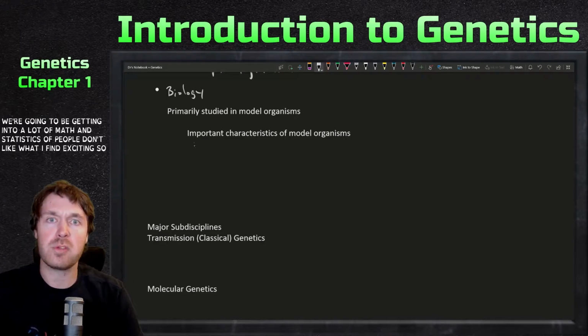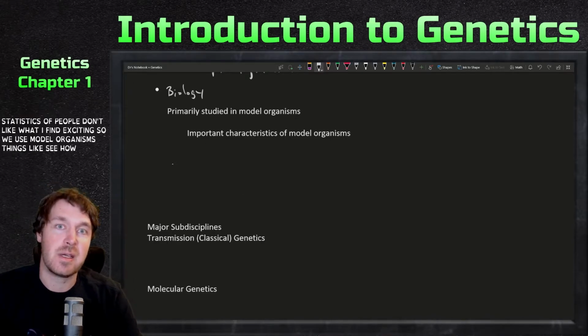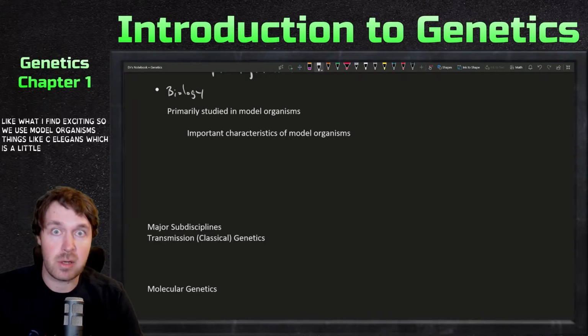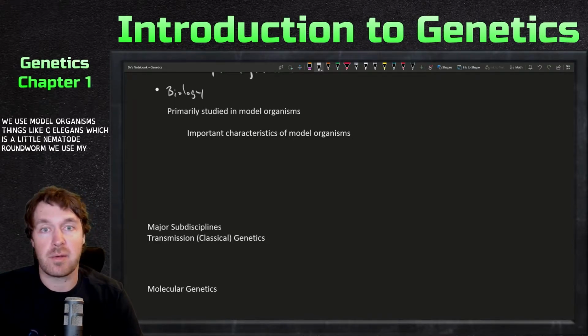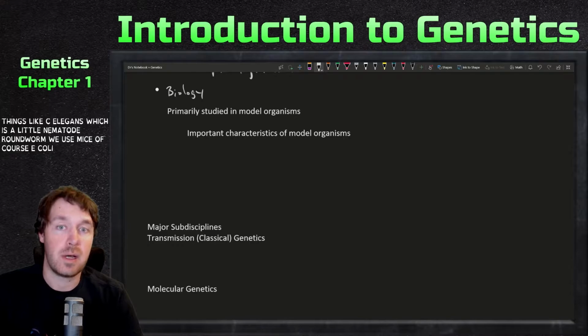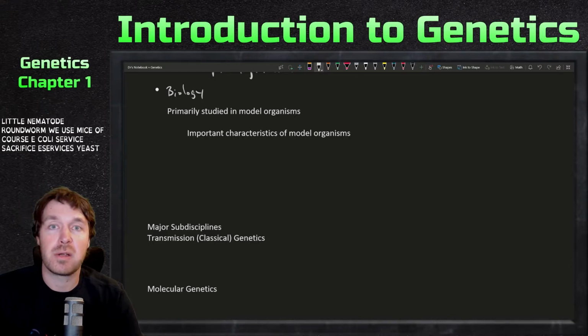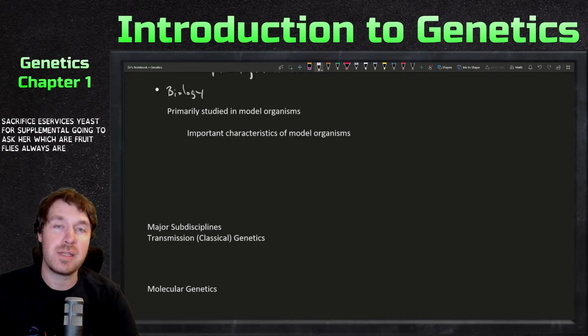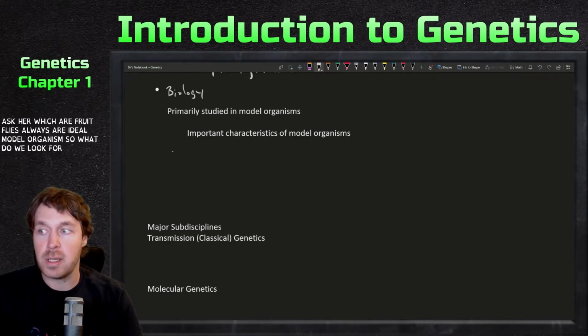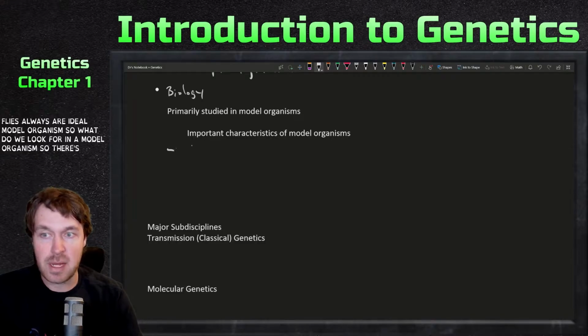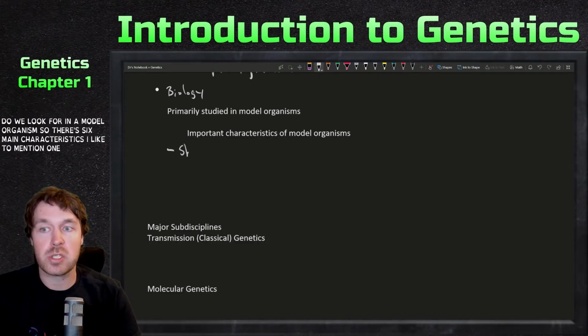So we use model organisms, things like C. elegans, which is a little nematode roundworm. We use mice, of course, E. coli, Saccharomyces cerevisiae, which is yeast, and Drosophila melanogaster, which are fruit flies. All these are ideal model organisms. So what do we look for in these model organisms? There are 6 main characteristics I like to mention. 1, short generation time.